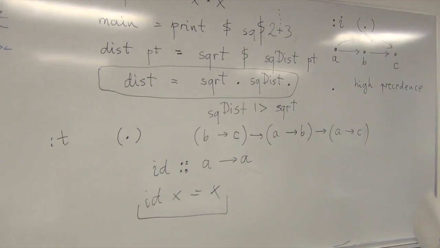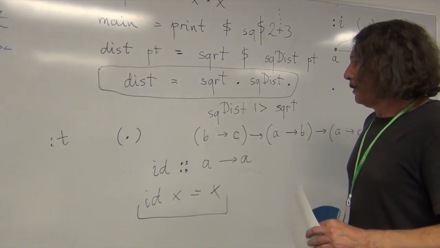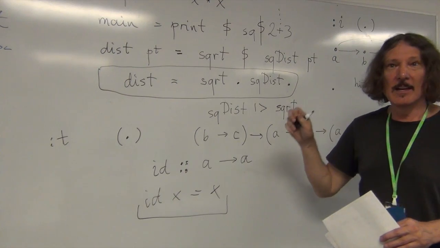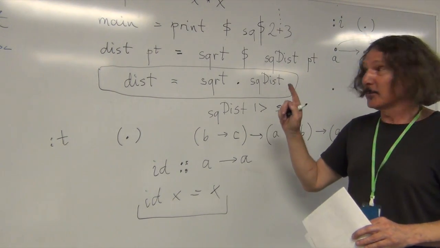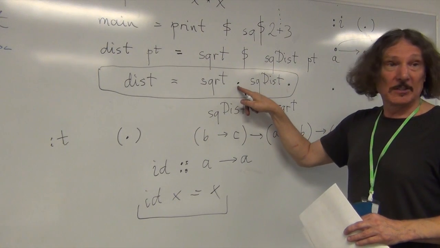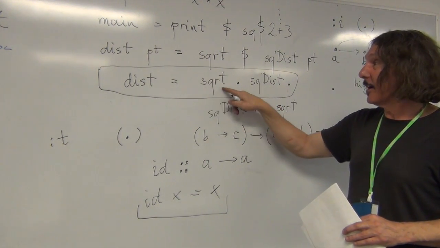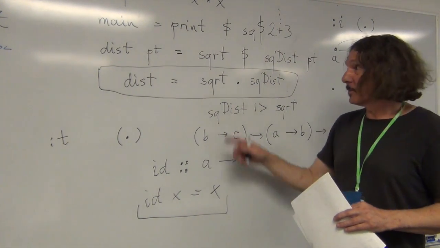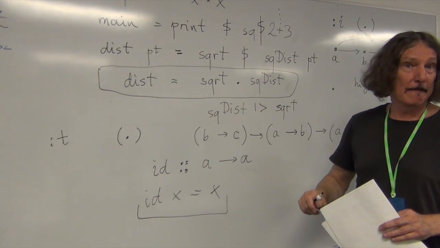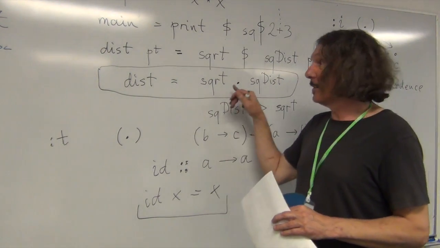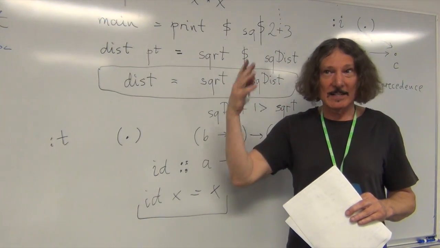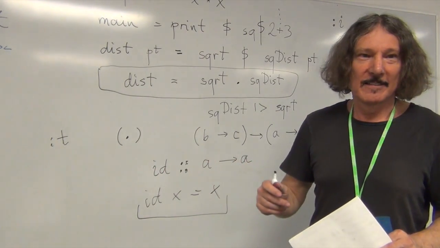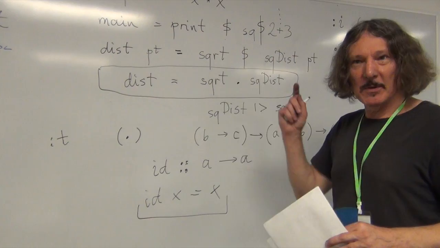But we're not going to talk about that. One more thing about how we pronounce this. The way to pronounce this that's really useful is to say after. So it's square root after square distance, because we are applying it after we applied square distance. So once you realize how to pronounce it, it makes it much easier. So remember to always pronounce it after.